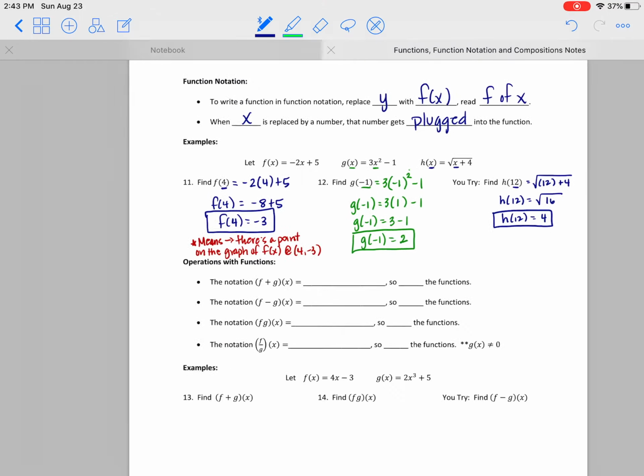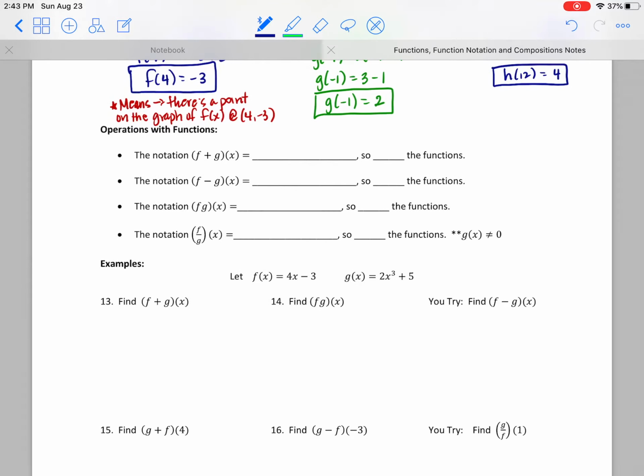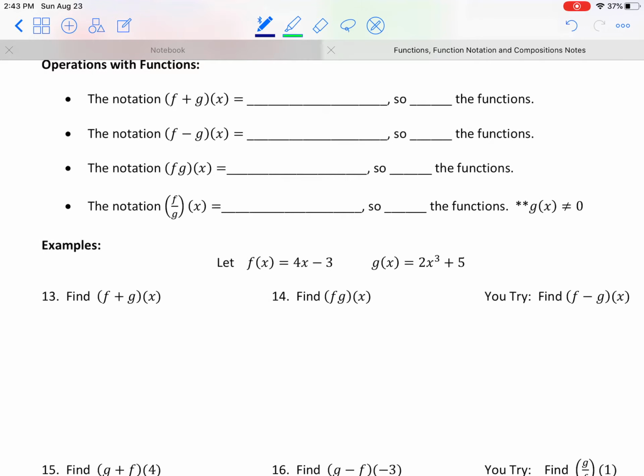Okay, so that's basic function notation and evaluating. You could also be asked to do some operations with this function notation. So if you were, for example, to see this notation that says f plus g of x, f plus g of x means you're going to be adding two functions, f and g. So another way to say this is take f of x and add g of x. So you're just going to add your two functions.